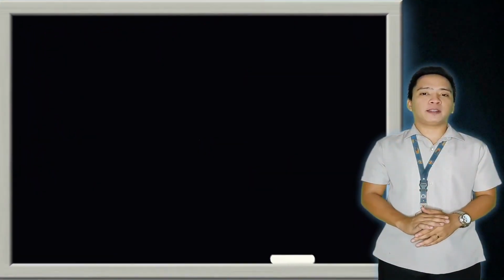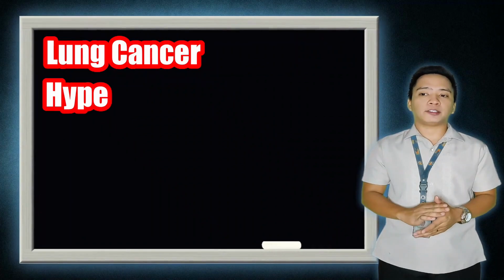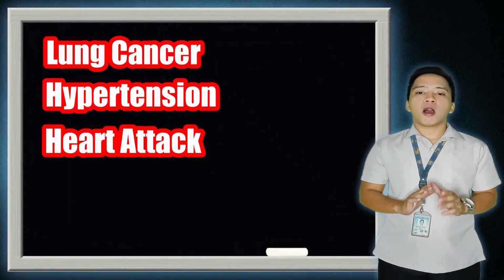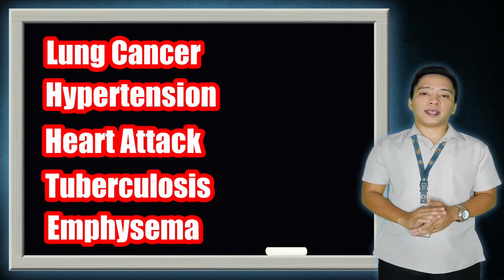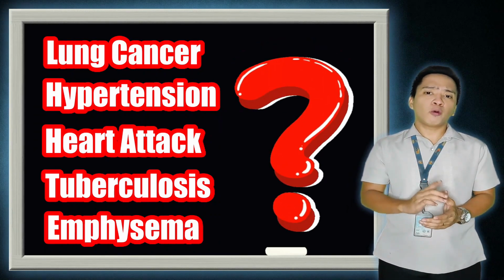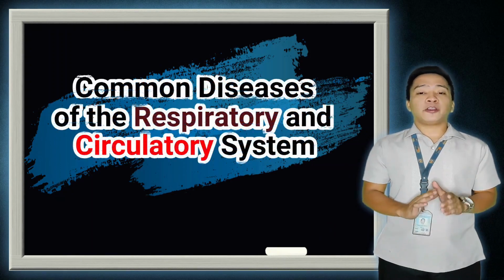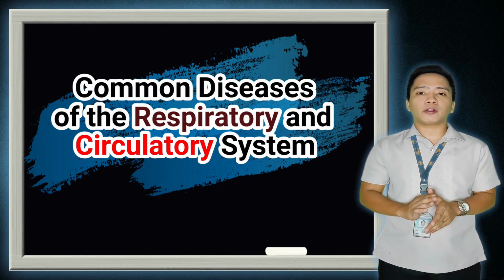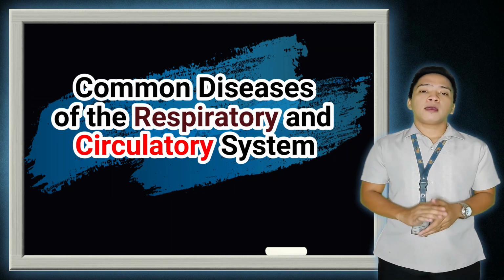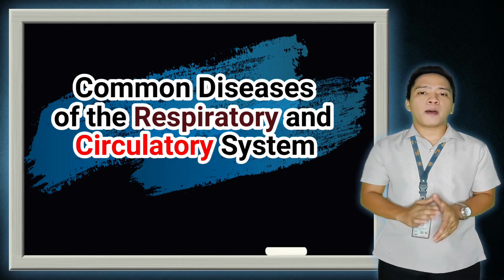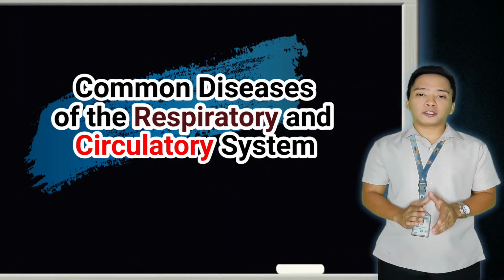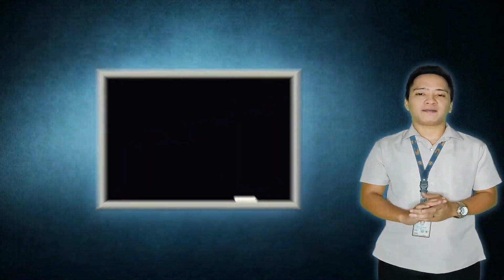In the picture word activity, you encountered unfamiliar terms such as lung cancer, hypertension, heart attack, tuberculosis, and emphysema. Do you know what these terms are? Very good. These are the common respiratory and circulatory system diseases. To have a clearer understanding about these diseases, let us move to our discussion.